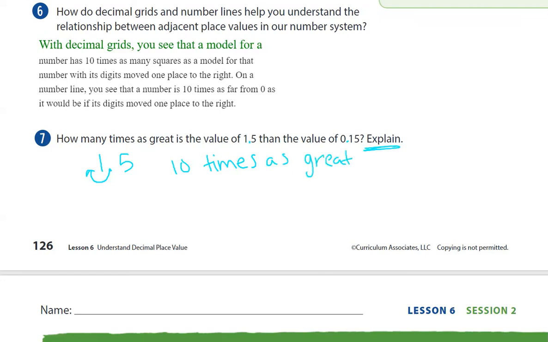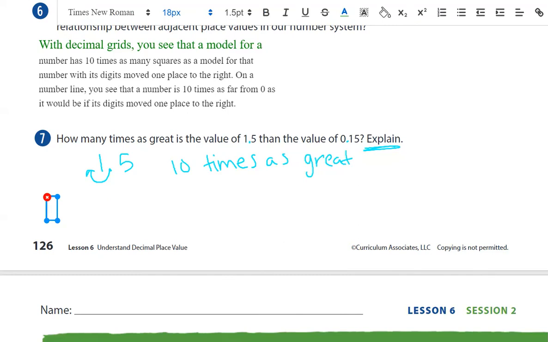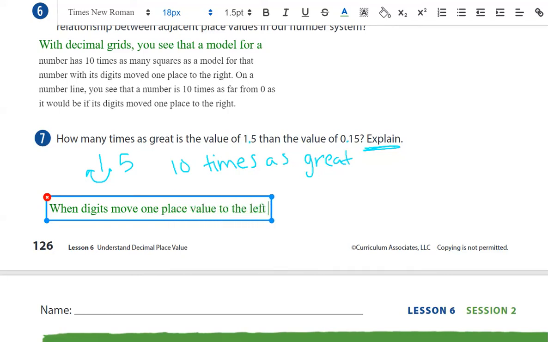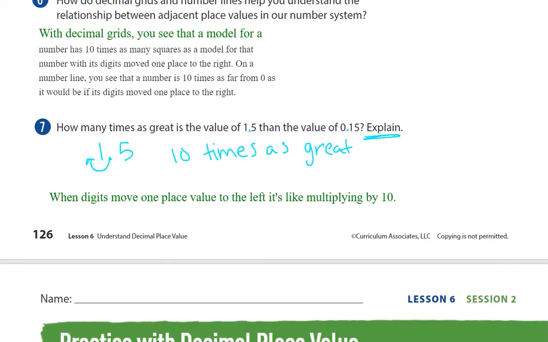And we need to explain why. How can we explain why? I'm going to type that one. When digits move one place value to the left, it's like multiplying by 10. Okay, so that's it for me.